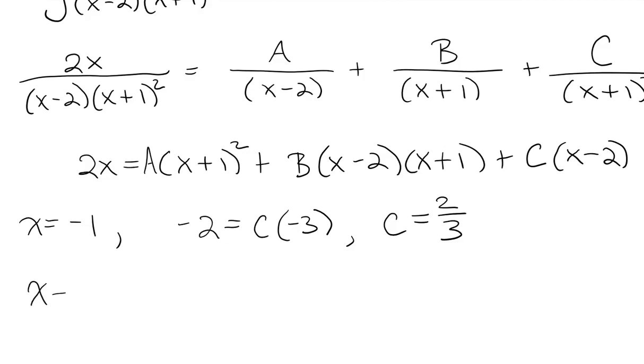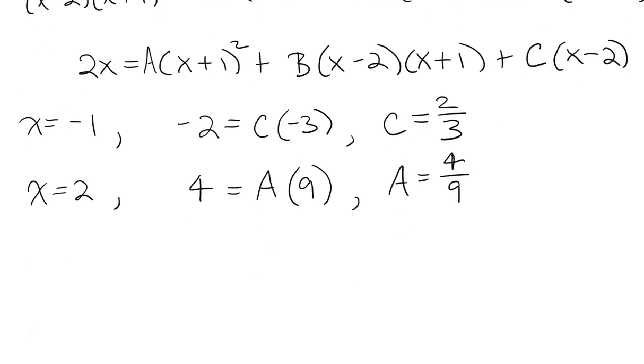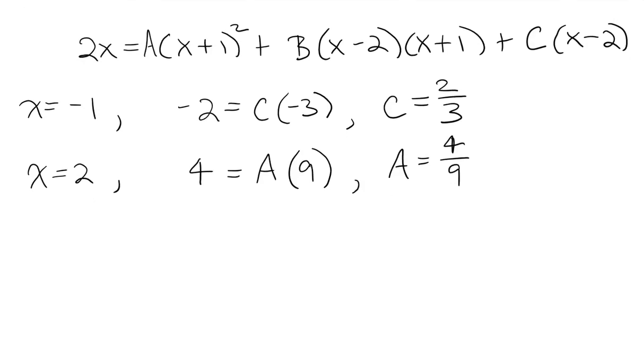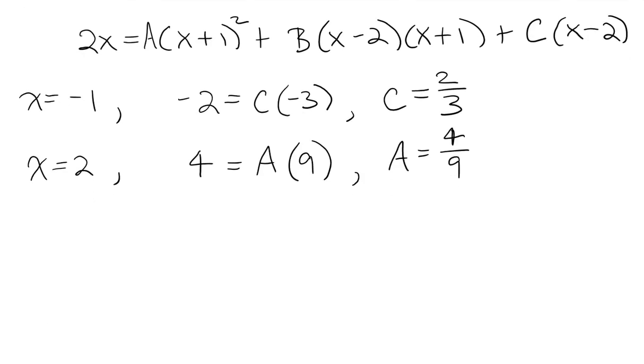Now if we say that x equals 2, then we'll get 4 is equal to a times 3 squared, which is 9. The b term will cancel out, the c term will cancel out, and we'll get a is equal to 4 over 9. Now, unfortunately, there's no values that we'd be able to plug in to solve for the b, but we can plug in the c and the a, and we can choose some convenient value of x. So let's say that x equals 0, and we'll bring our values of a and c down, and if we plug those in, we'll be able to solve for b.